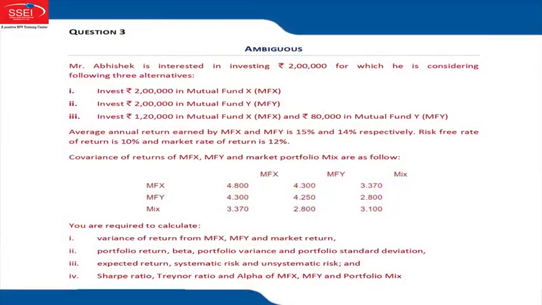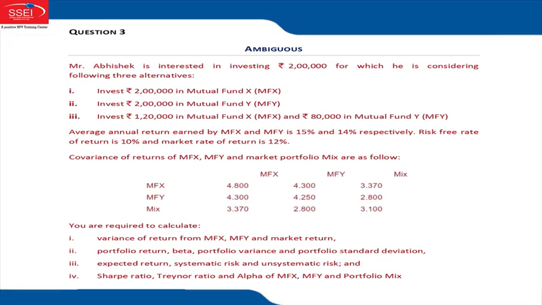Let us get into the sum. You will understand more. So the sum is there in front of you. Question number 3. Mr. Abhishek is interested in investing 2 lakh, for which he is considering 3 alternatives. Invest 2 lakh in MFX, invest 2 lakh in MFY, invest 1 lakh 20 in MFX and 80,000 in Y. That means the weights are 60-40. Correct? 3 options. Average annual return earned by X and Y are 15%, 14% respectively. This is the ER I was talking about. Forecasted return 15, 14.